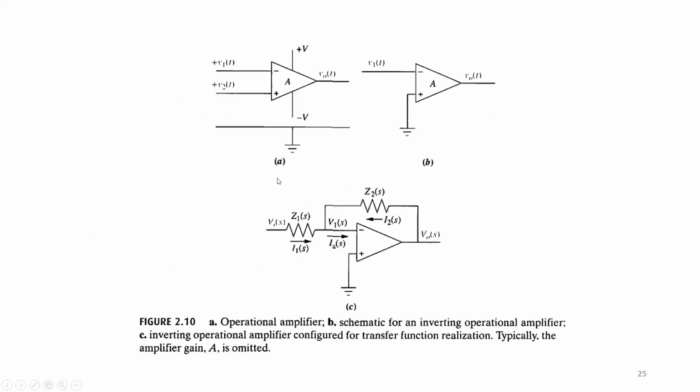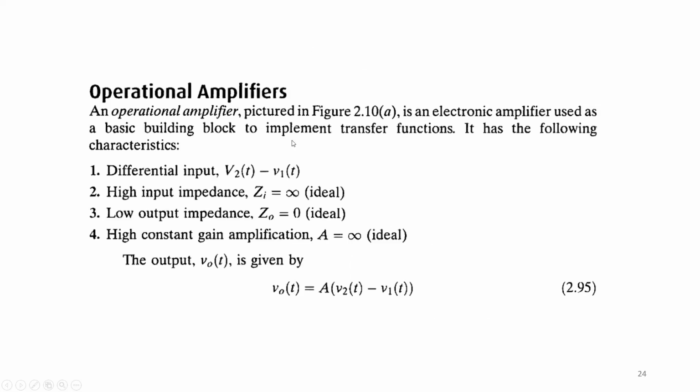Differential input V2 minus V1. Say this is V2 and V1. The difference between them is the differential. High input impedance, that means Z is high. Output impedance is low. High constant gain amplification. The output can be given like this, the equation of the output. That is the basic characteristics of the operational amplifier, that means the op-amp. Differential input V2 minus V1, high input impedance, low output impedance, high constant gain amplification, and output is given by this.